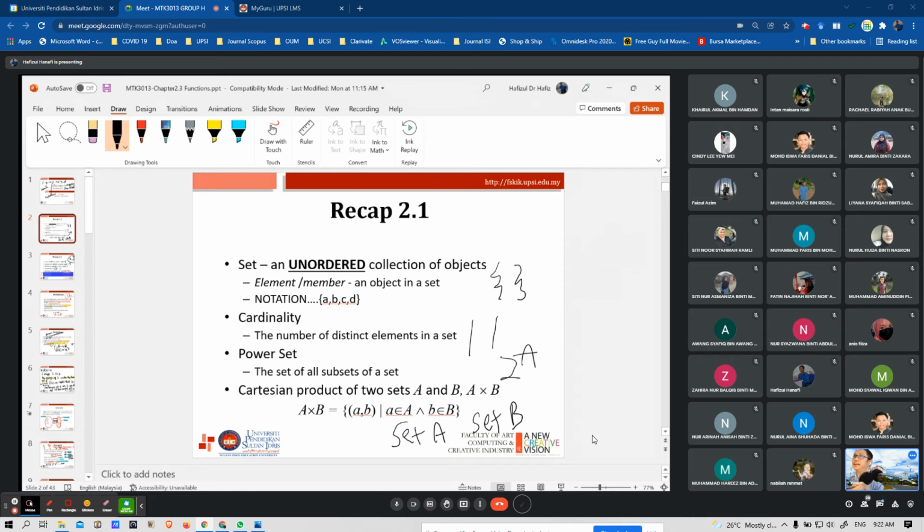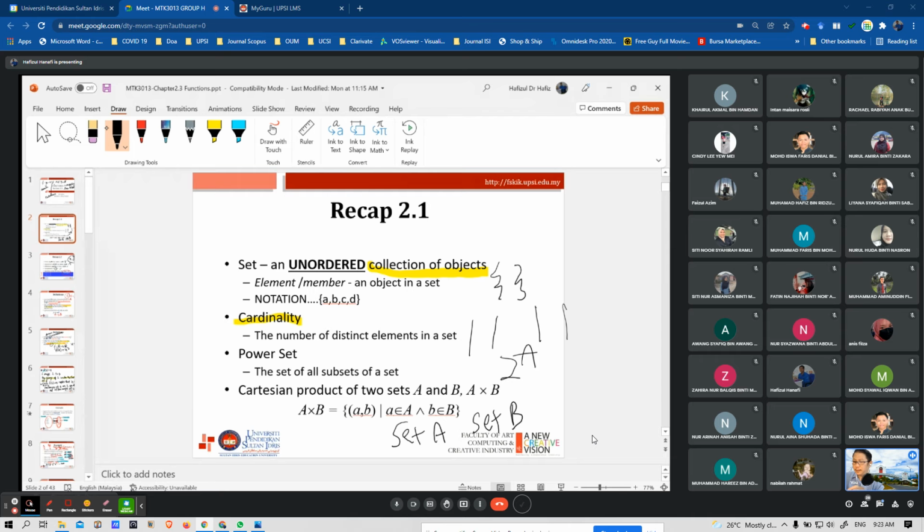This one is just a recap of what we learned last week. A set is an ordered collection of objects. The element or member is an object in the set, and we represent the notation by using brackets. For the cardinality, the size of the set is the number of distinct elements in the set, represented by the bar.